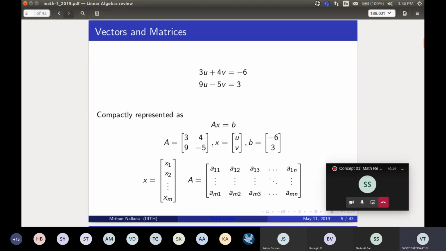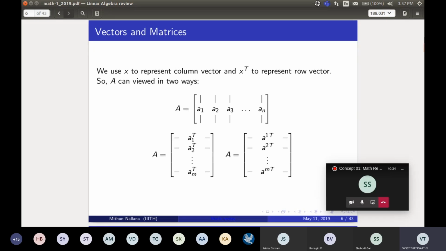If you have n equations and m number of variables, you will have the A matrix as an m cross n matrix. So this is just representing the given set of equations in terms of matrices.